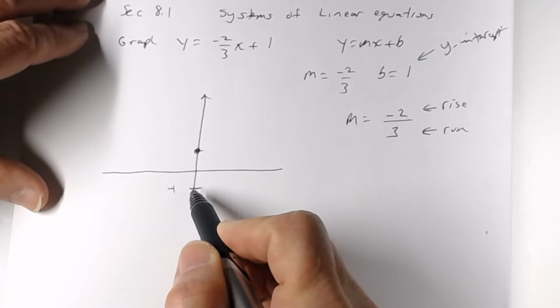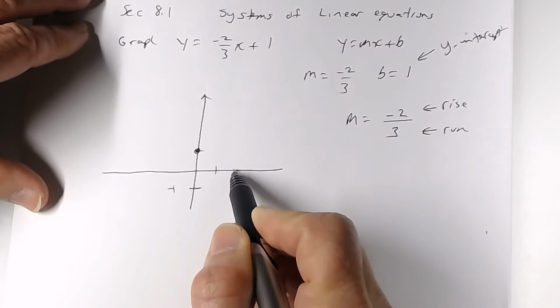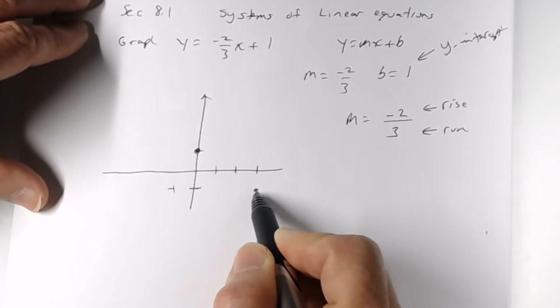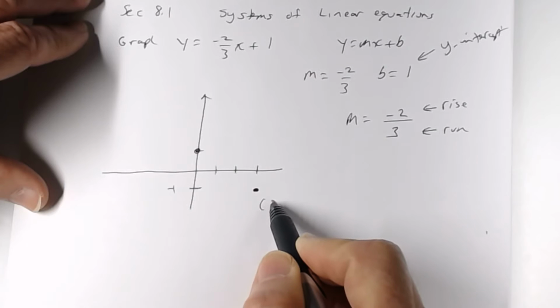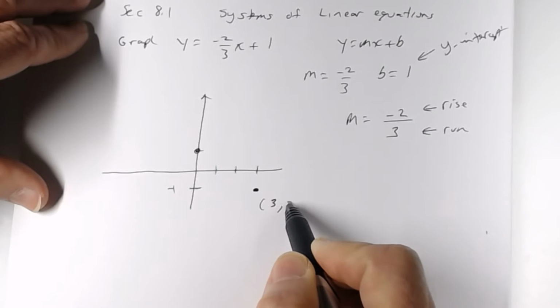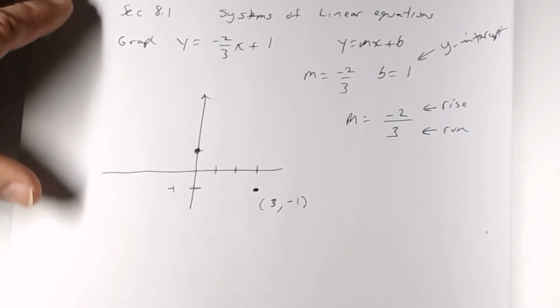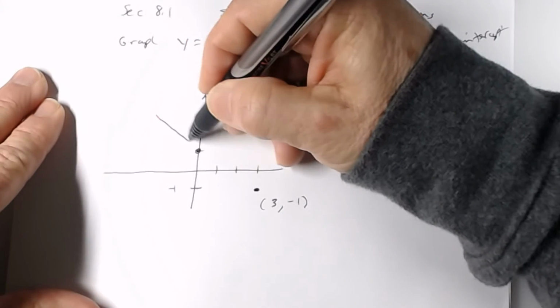Now you do your run. My run is a positive 3. I go which way? To the right 3. 1, 2, 3. So there's the other point. What are the coordinates of this point I just plotted? 3, negative 1. And so you just draw your line, and there's your graph.